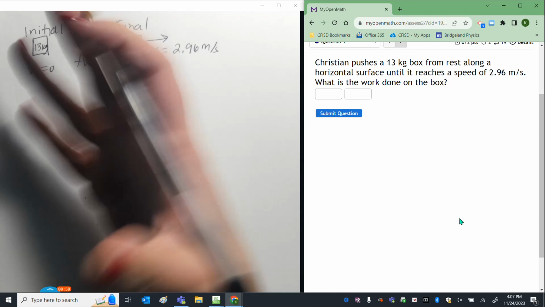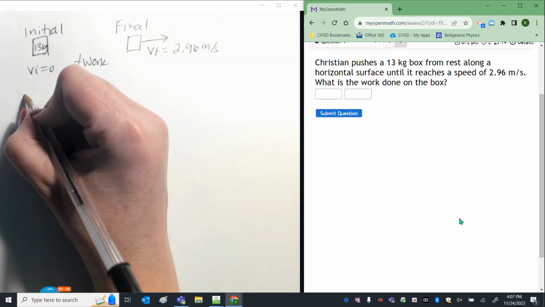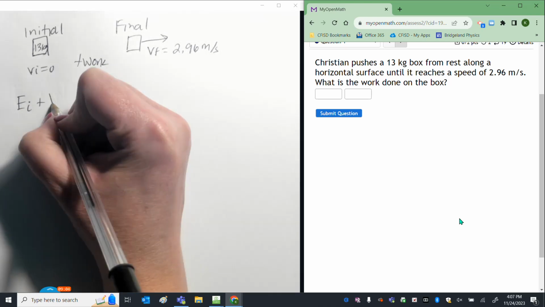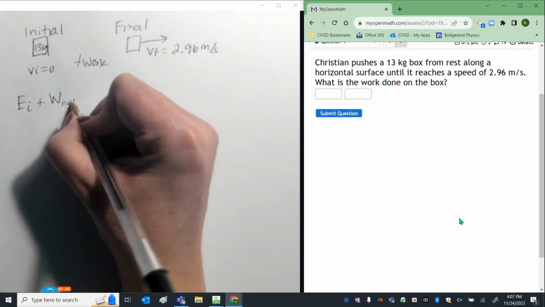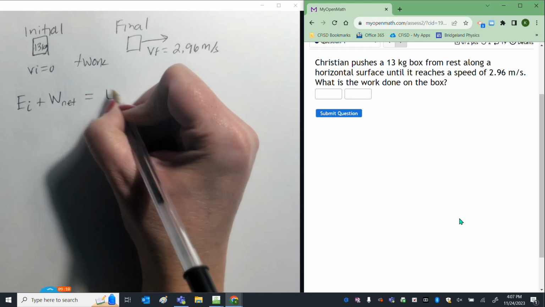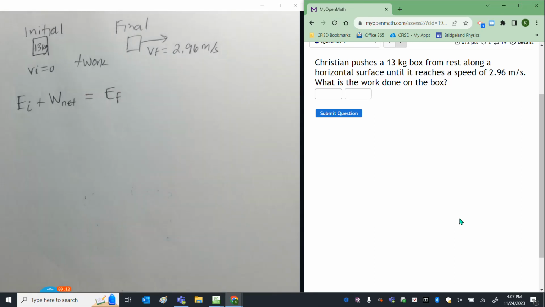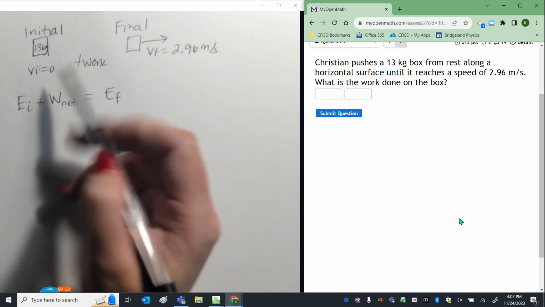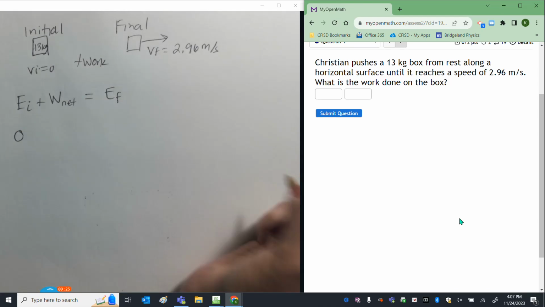Again, I'm just writing out an energy transfer equation, but I'm starting with a picture. But my initial energy plus any work that I do, any net work done on the system, doesn't have to be work I do, is equal to the final energy of the system. That's our energy transfer equation. We just need to identify what form or forms of energy are present. So initially, I don't have any energy here. It's not moving. So my initial energy is 0.